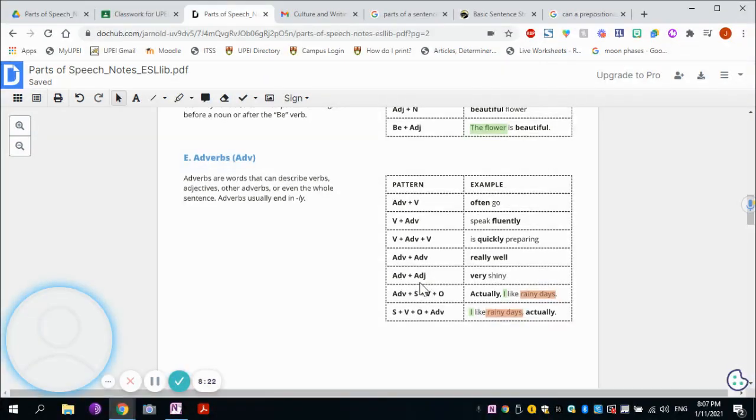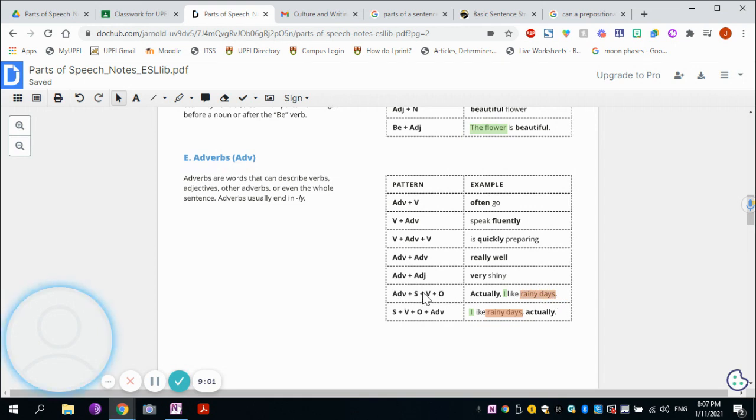You could have an adverb plus an adjective. Very shiny. That is a very shiny stone. Adverb plus subject plus verb plus object. This can be quite complicated, but here we have it. Actually, I like rainy days. Actually is the adverb, I is the subject, your verb is like, and rainy days is the object.